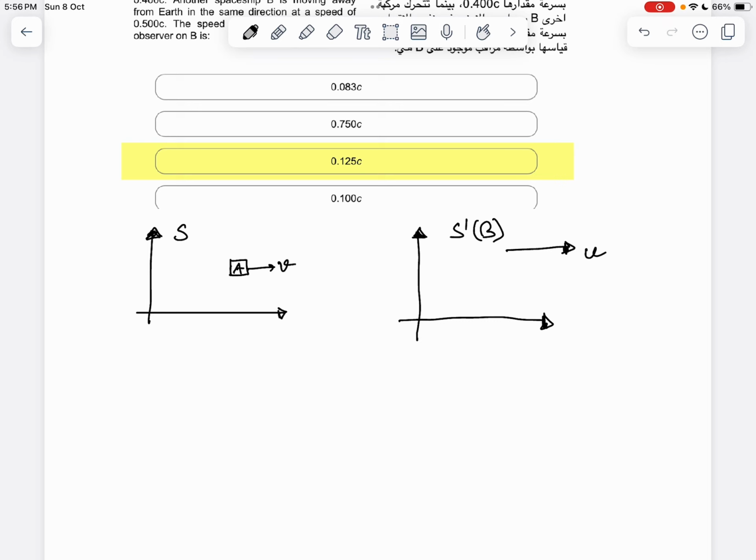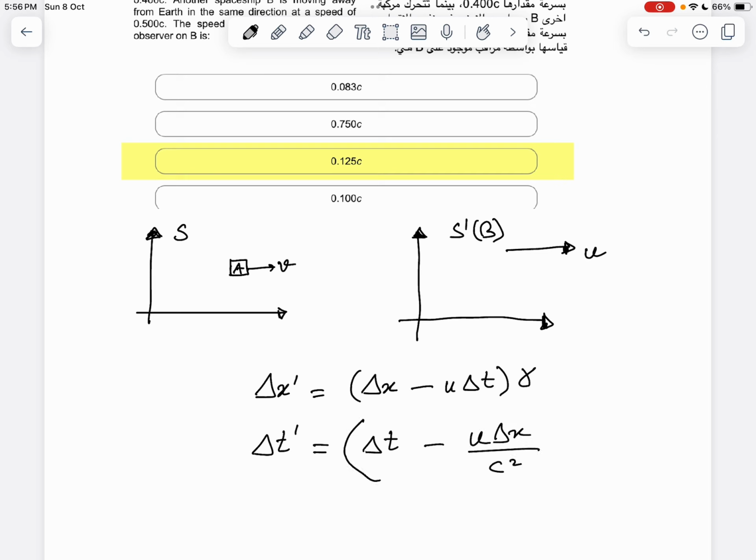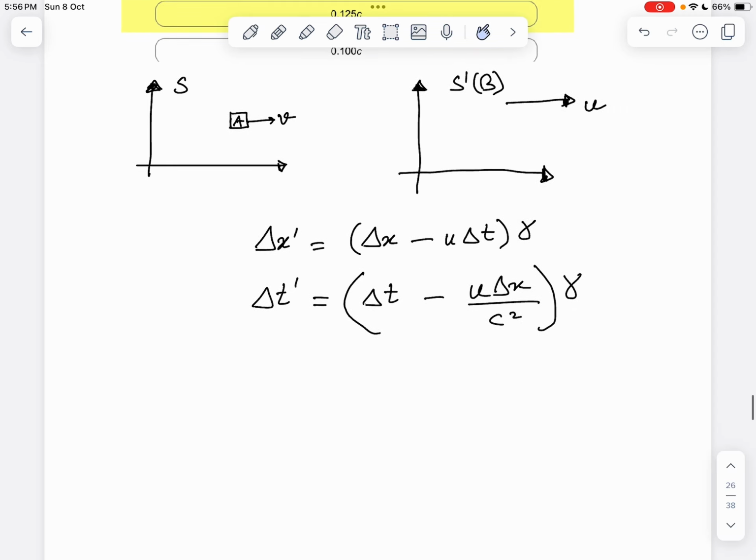So the formulas or equations in special relativity are the following. Delta x prime equals delta x minus u delta t, multiplied by gamma. Those are the equations. And delta t prime equals delta t minus u delta x over c squared, again multiplied by gamma. So those are the formulas of the special theory of relativity.